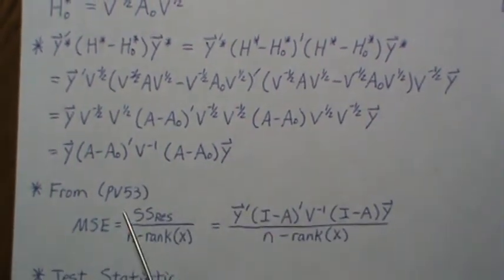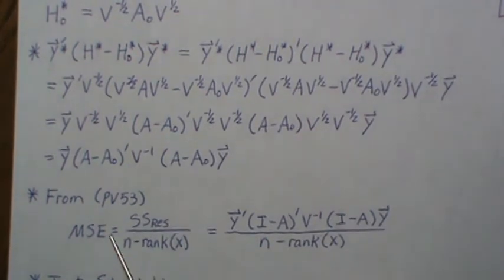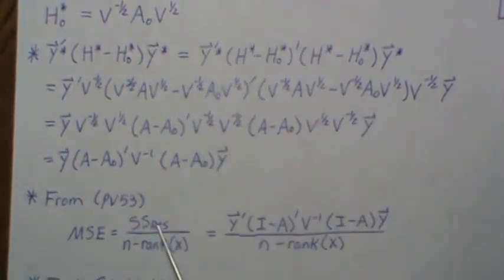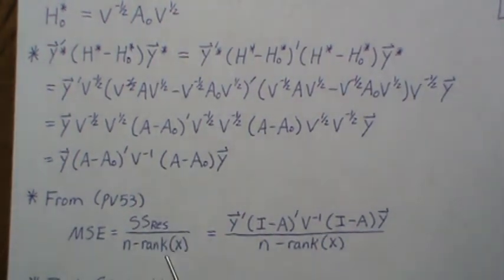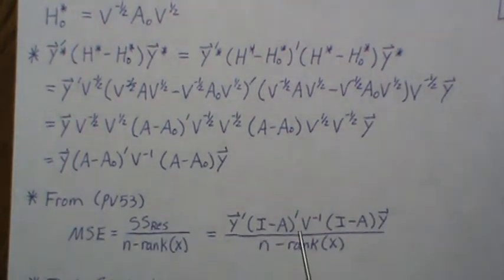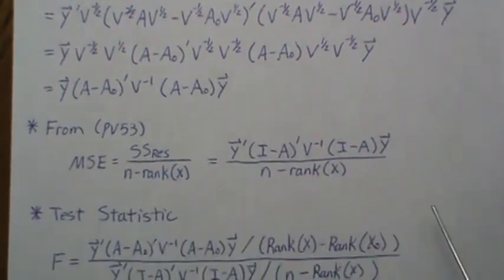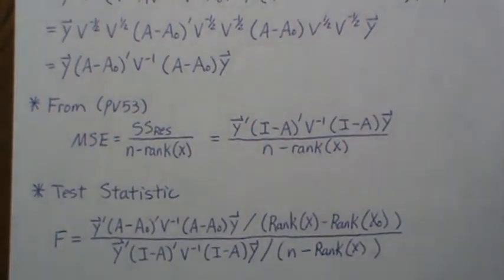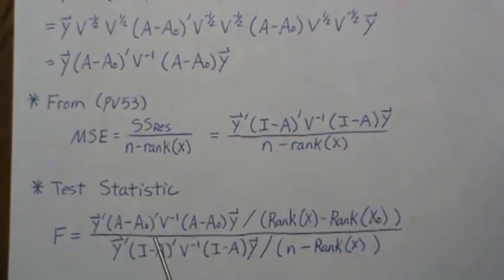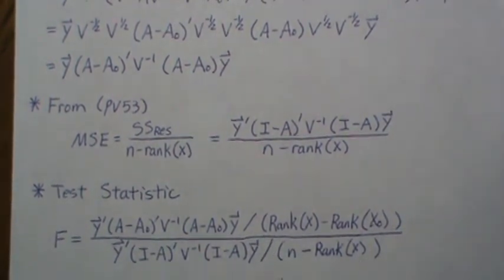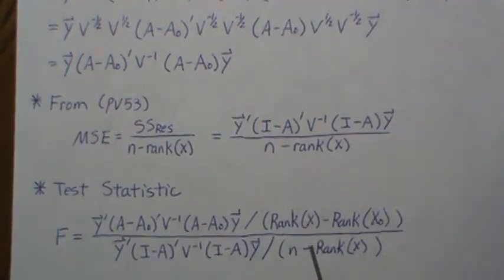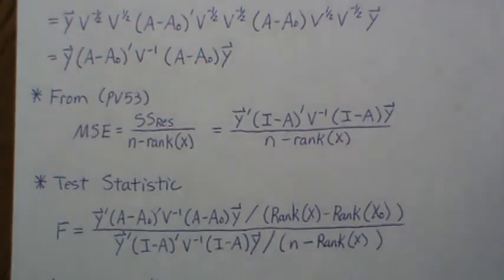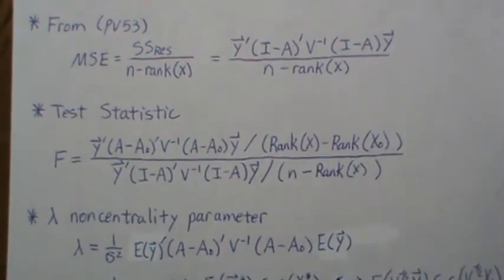Now from previous video 53, we derived the expression for the mean square error, which is the sum of squares residual, or sum of squares error, divided by its rank, n minus the rank of X. And we derived that it's this. So now the test statistic, rewritten in terms of model 1, is this right here. And this is what you see in the literature. Now the only remaining loose string is the non-centrality parameter. So let's look at that.